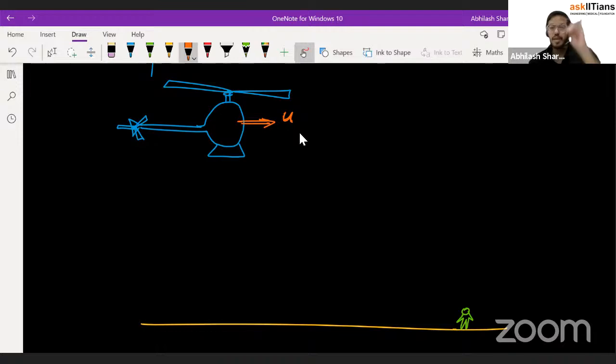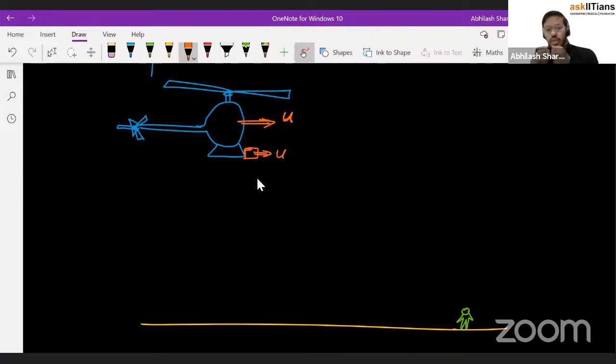Because if any packet is thrown from this chopper, let's say a food packet, even if it is dropped, the moment it comes out, it will also have the speed u horizontally. Because right now it was a part of the chopper. That packet was sitting inside the chopper. It was also moving with the same speed, right? Now suddenly you removed it. The moment you removed it, for the timing, it will still have the same speed.